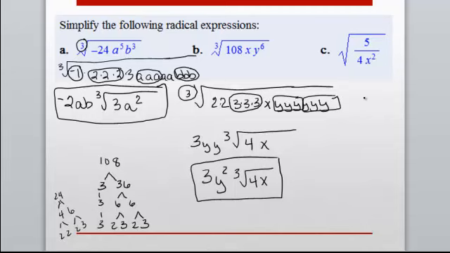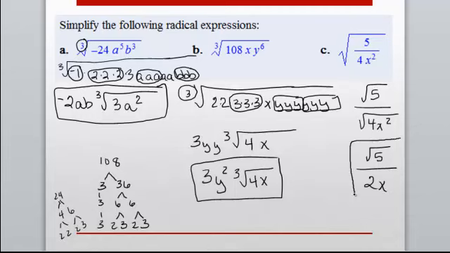Okay, so how about C? Remember that quotient rule that we were talking about. We could split this up as the square root of 5 over the square root of 4x squared. Well, the square root of 5, that won't break down because 5 is already prime. But how about the 4x squared? Well, the square root of 4 is 2, and the square root of x squared is just x. So this is completely simplified.